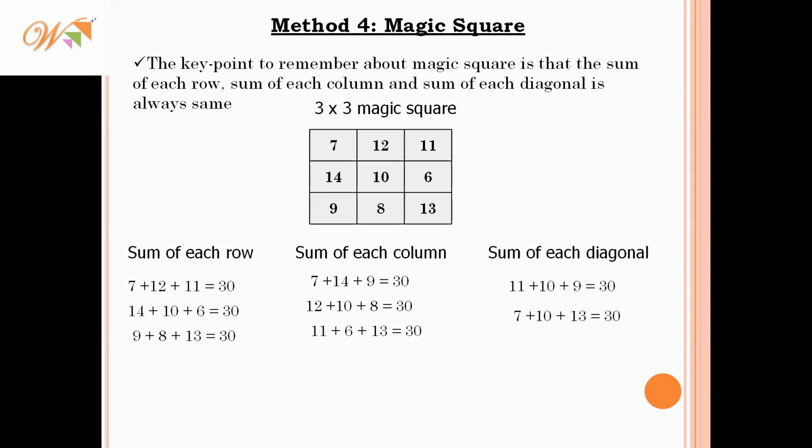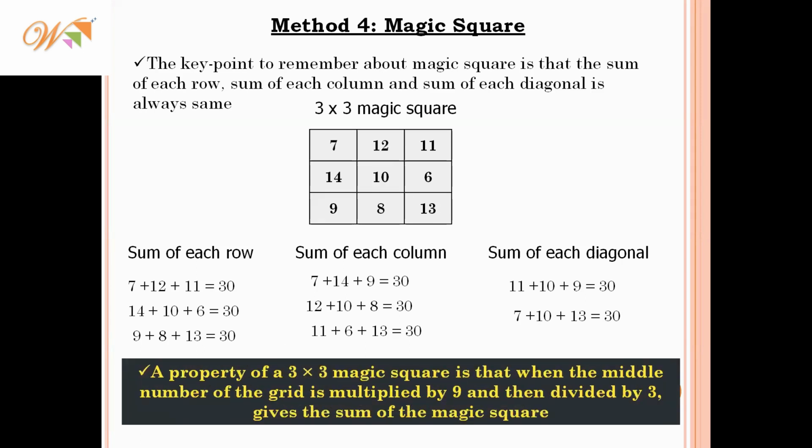Second diagonal is 11 plus 10 plus 9. That's giving 30. So a property of a 3 by 3 magic square is that when you add each row, or each column, or each diagonal, every time you will get the same answer. There is one more very important property of a 3 by 3 magic square, and that is if you multiply the middle number of the grid by 9 and then divide it by 3, it will also give you the sum of the magic square.